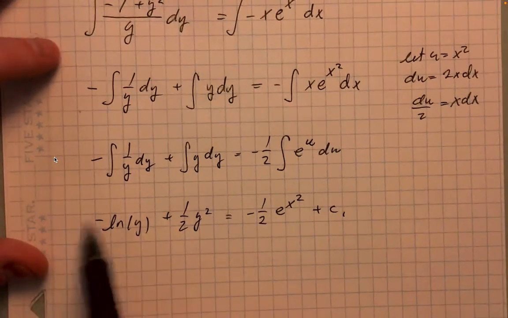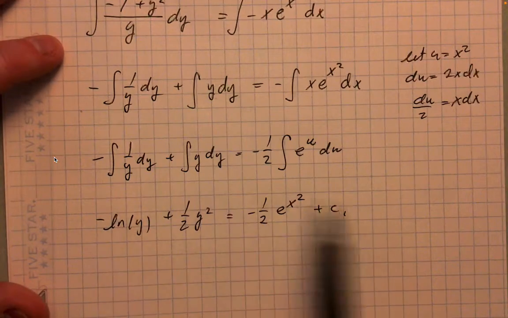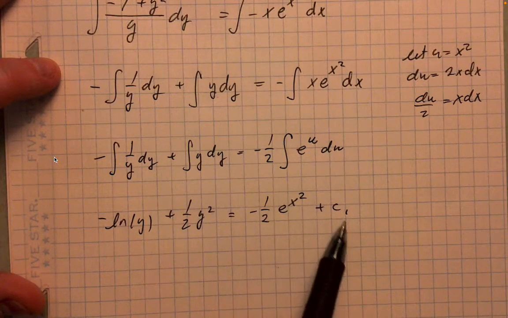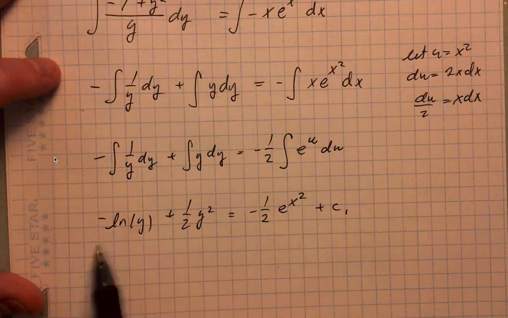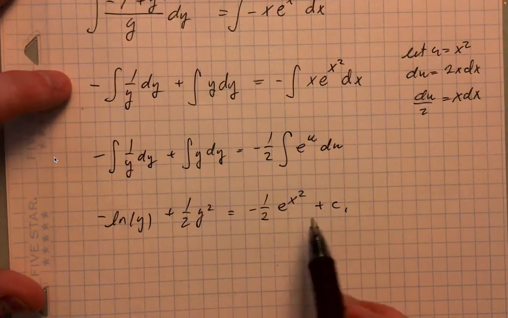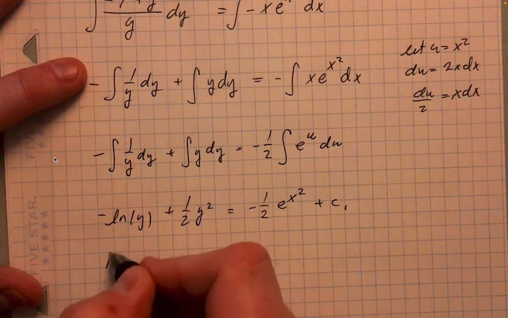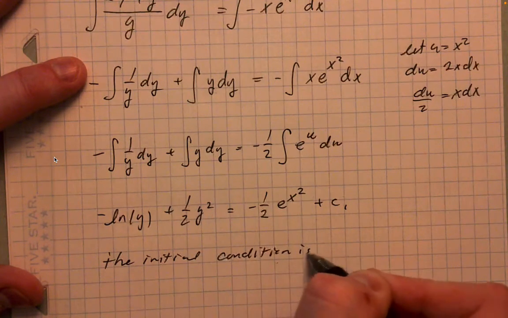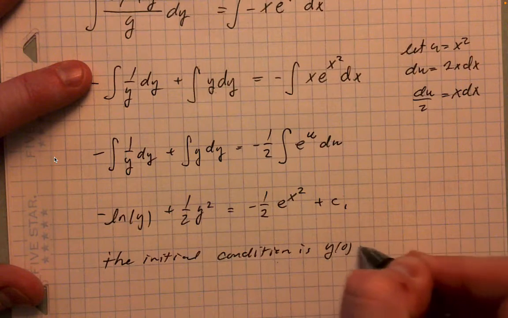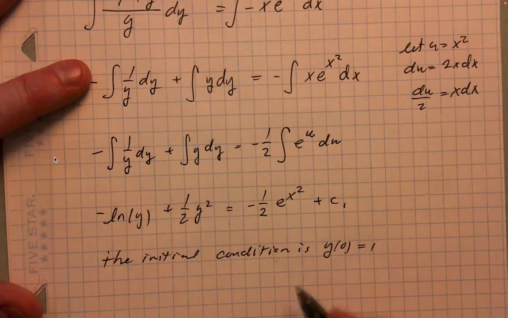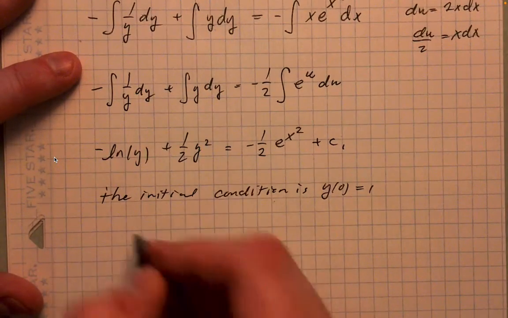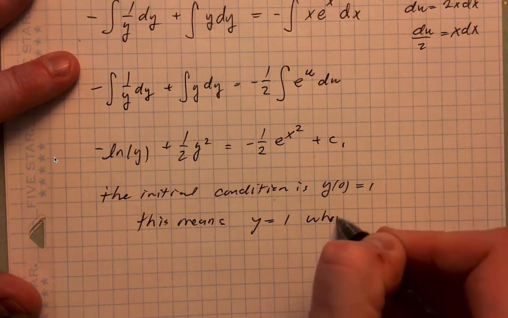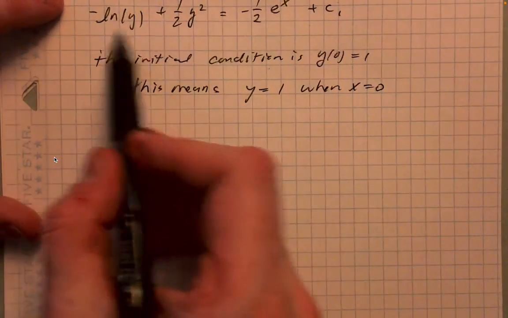All right, so this would be the general solution. It probably could be cleaned up a lot, but let's just plug in our initial condition and figure out what the constant of integration here is, or what the c is. The initial condition that's given is y of 0 equals 1. Remember what that means: y equals 1 when x equals 0. So we can just plug all of that in here.